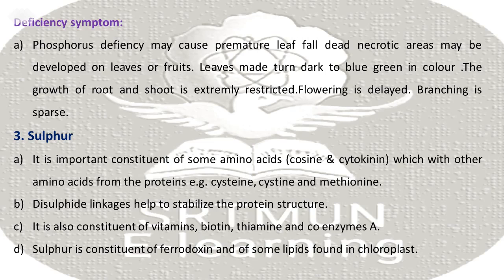Now, deficiency symptoms. Phosphorus deficiency may cause premature leaf fall. Dead necrotic areas may develop on leaves or fruits. Leaves may turn dark to blue-green in color. The growth of root and shoot is extremely restricted. Flowering is delayed. Branching is sparse.